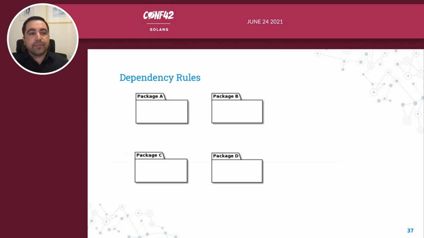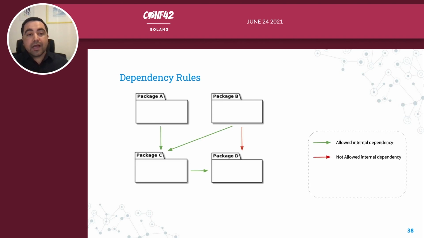The first rule type is dependency rules. Those rules are about the allowed and the restricted relations between different packages. For example, the green arrows represent allowed dependencies. So package A can depend on package C. And the red arrows represent restricted and not allowed dependencies. So if any file in package B depends on anything that's declared in package D, the evaluation process will reject this rule.